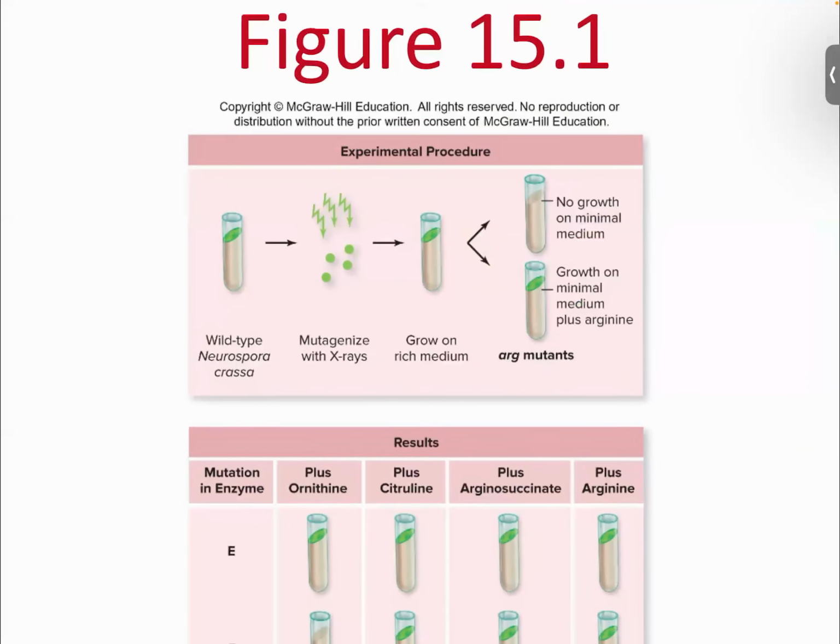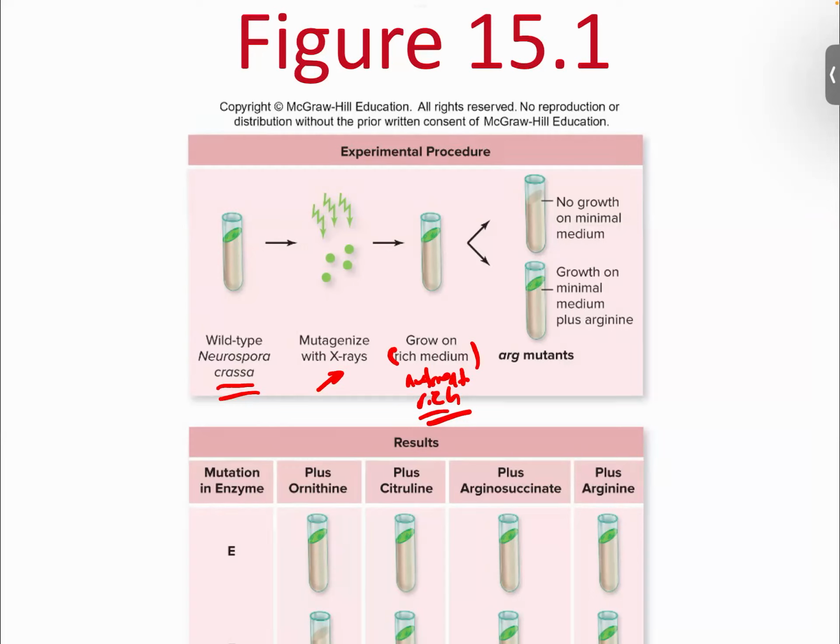You take your wild type Neurospora and blast it with X-rays. Remember, you're randomly mutating all of these genes. Then you grow it on rich medium. This is nutrient rich, it supports everything, right? This is a situation where I give you all those amino acids. So if you're deficient in those amino acids, because I just blew that gene up, it doesn't matter, because I'm giving it to you in the rich media.